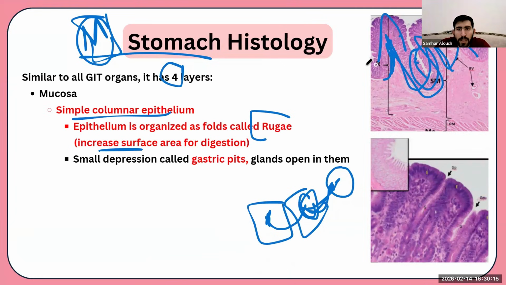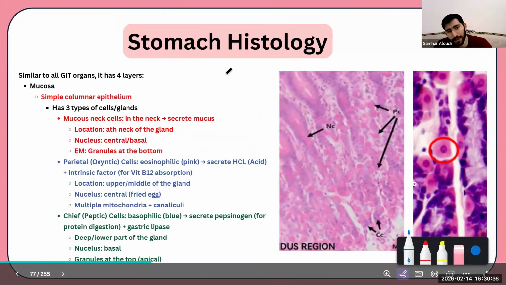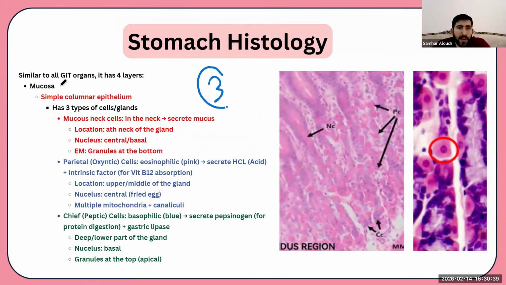So the stomach epithelium is simple columnar epithelium. It has rugae, which are like projections. And if you have a projection, you will have a depression. The depression is called gastric pits, and here are the glands in the mucosa, okay? This is the heavy slide. We have three cells or three glands in the stomach. So again, the mucosa, simple columnar epithelium, has three types of cells or glands. Each one has its structure and function and so on.